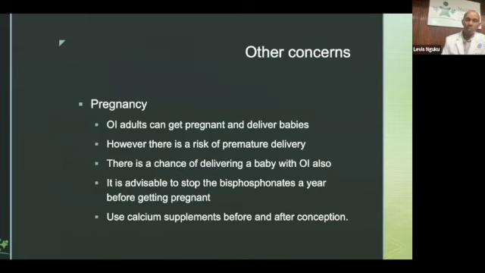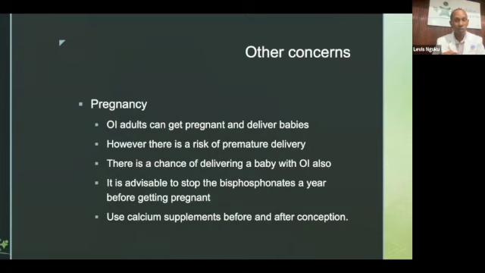Finally, I'll just mention a few other concerns that people tend to have along the way. Pregnancy. Can one get pregnant when they have osteogenesis imperfecta? Yes, they can get pregnant and deliver babies, but you need to be aware that there's a risk of premature delivery. It has been noted that the babies sometimes tend to come earlier. Secondly, this baby is also very likely to get osteogenesis imperfecta. You remember the chart I showed, that 50% of the children of somebody who is affected are likely to get the same. So you need to be aware that there is a possibility that the child may also have osteogenesis imperfecta.